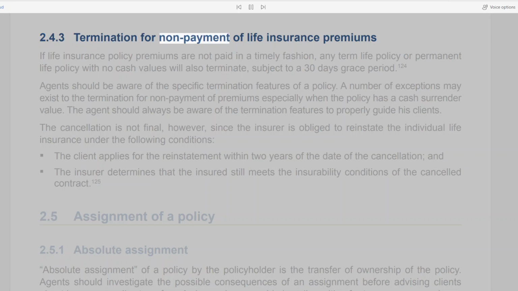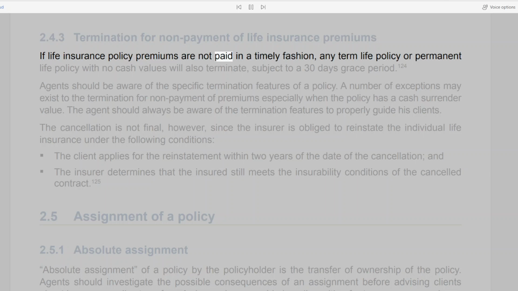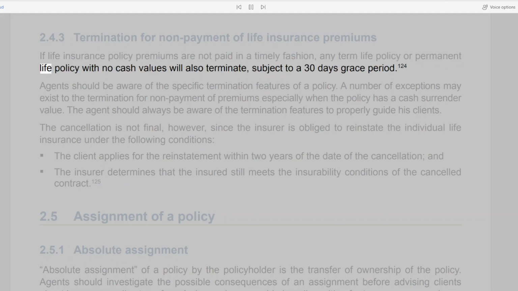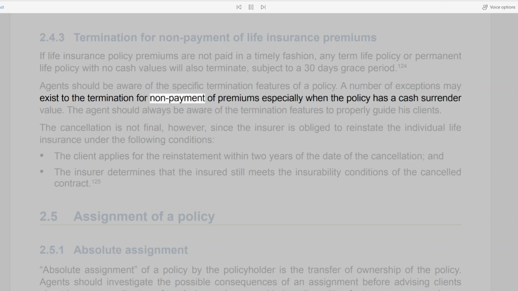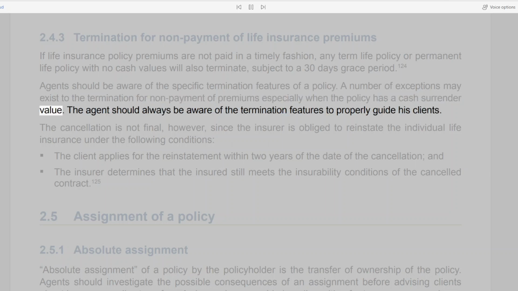2.4.3 Termination for non-payment of life insurance premiums. If life insurance policy premiums are not paid in a timely fashion, any term life policy or permanent life policy with no cash values will also terminate, subject to a 30 days grace period. Agents should be aware of the specific termination features of a policy. A number of exceptions may exist to the termination for non-payment of premiums, especially when the policy has a cash surrender value. The agent should always be aware of the termination features to properly guide his clients.